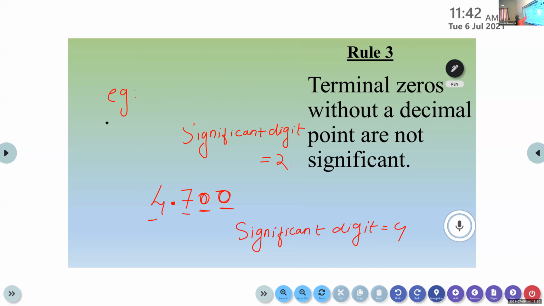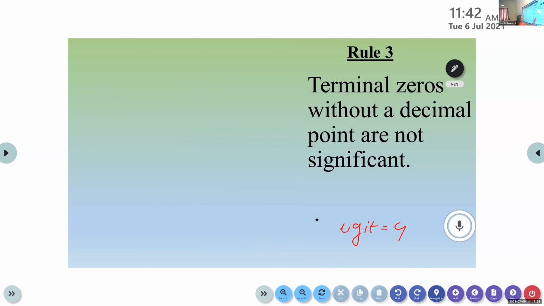Can you say another example? Any digit? Anyone? Niranjan, try to say any measured value here and we can find out the significant digit. Try a measurement, a rough value. 2.03, 30. 2.1. Okay, good. Then I will call another one here.